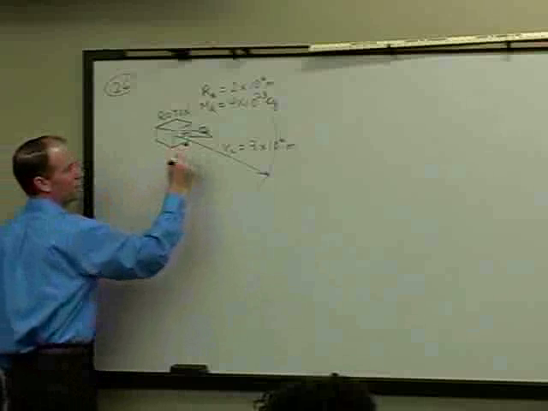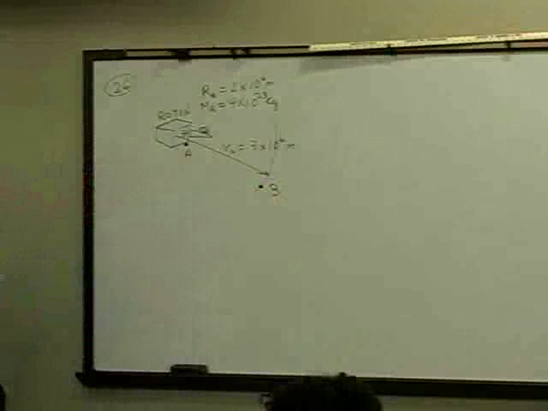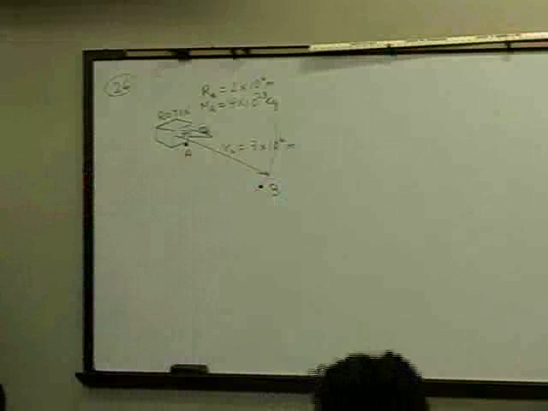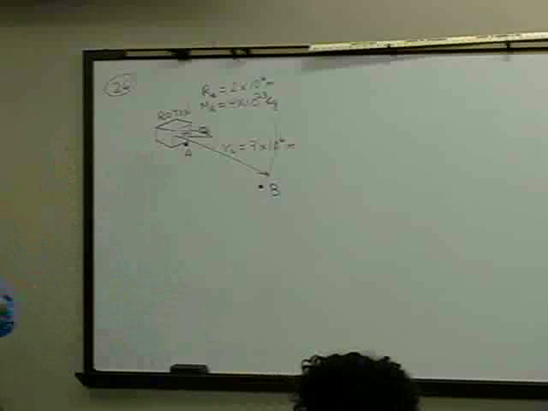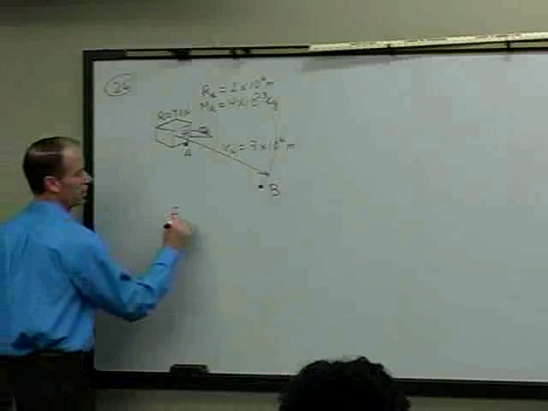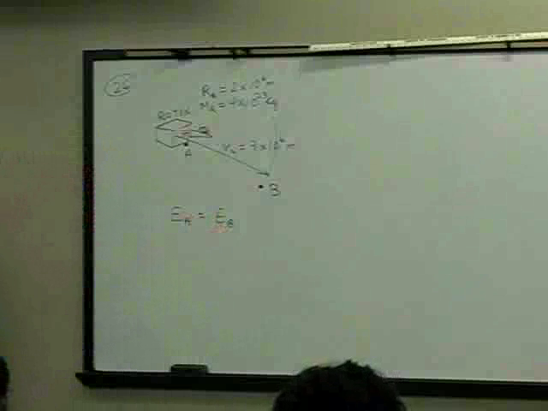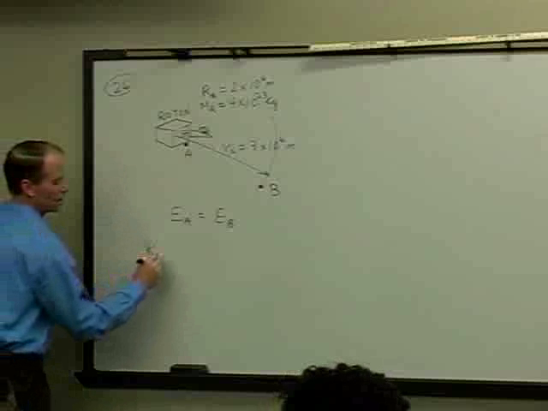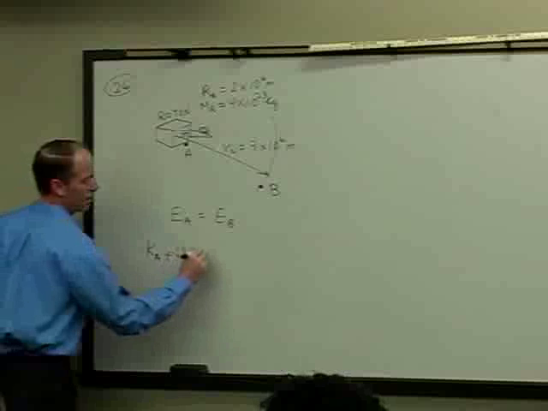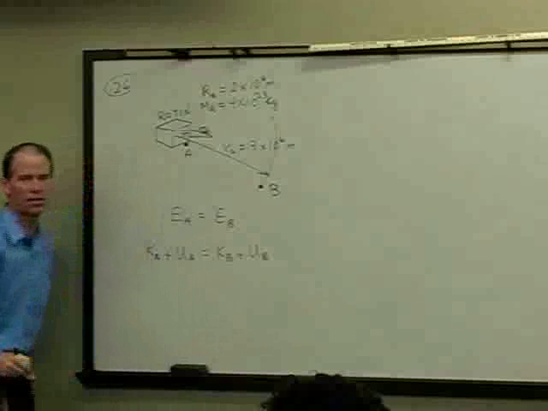Let's treat it like this. Here's point A, and here's point B. And whatever energy we start off with at point A, we're going to have at point B because there's not going to be any dissipative effects along the way. So we'll treat it like that. Energy at A should equal energy at B. The kinetic energy at A plus potential energy at A should equal kinetic energy at B plus potential energy at B.